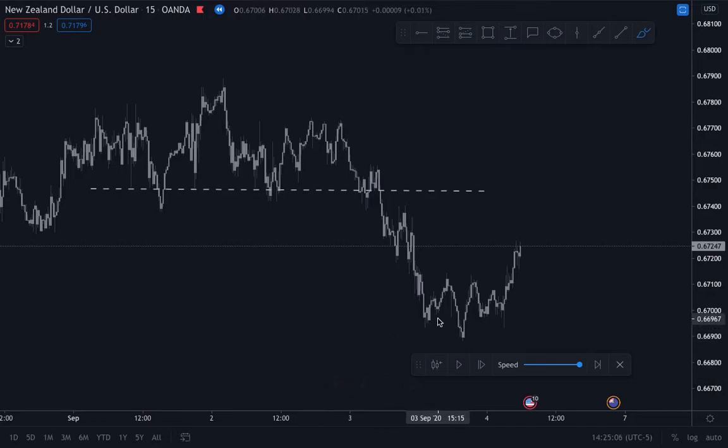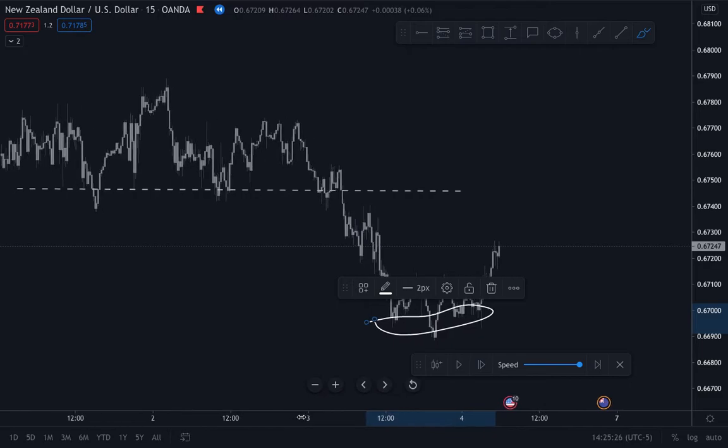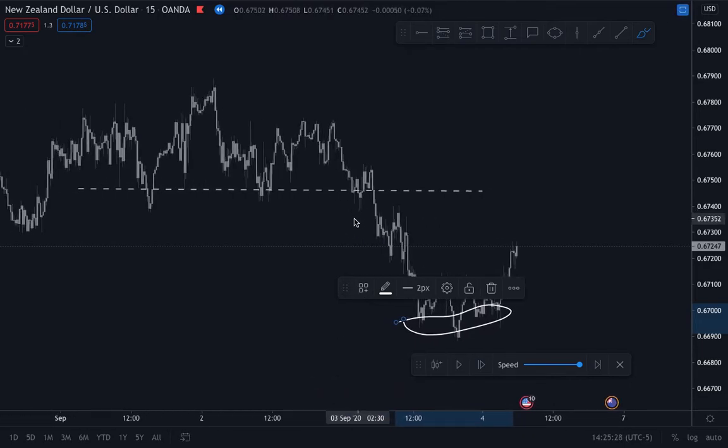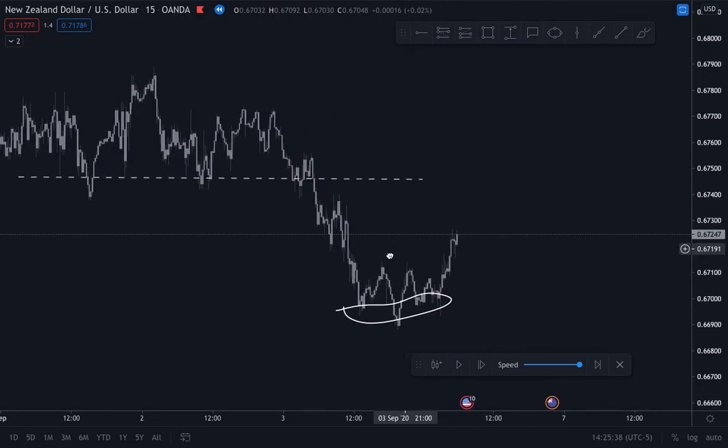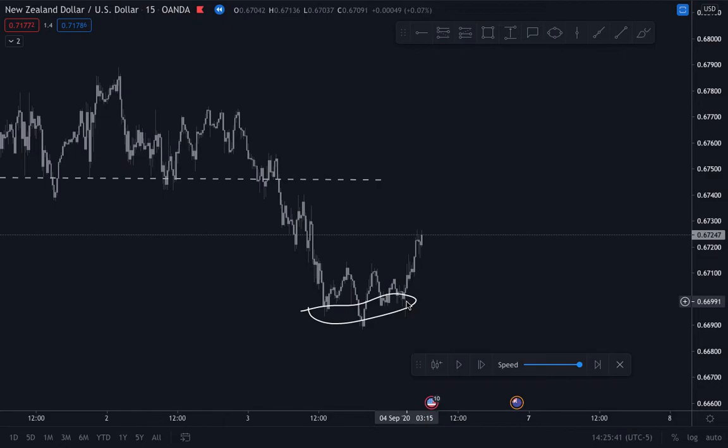So these are all relative equal lows because they're relatively equal, right? Yes, this one is a little bit lower than this one, but it's roughly the same. I wouldn't consider this to be a lower low or anything of that nature. It's relatively equal. So here we are. So after these relative equal lows, you see this push upwards.